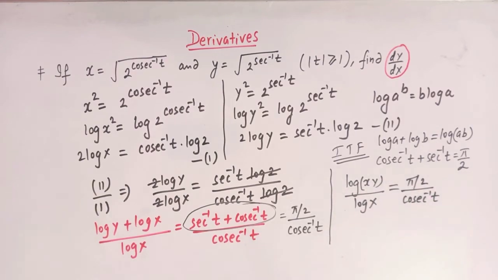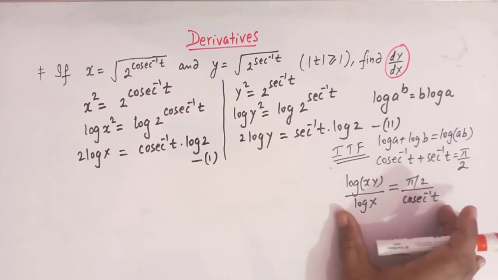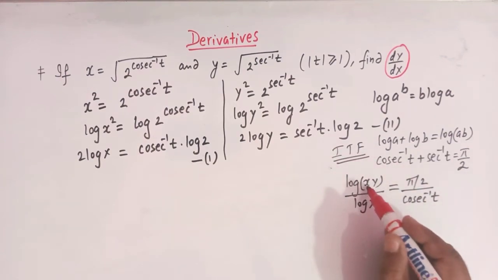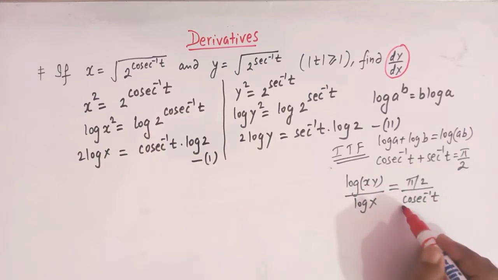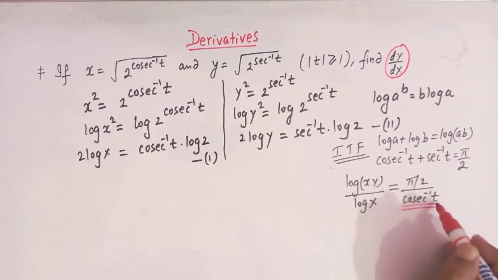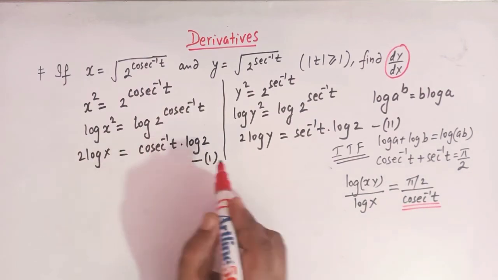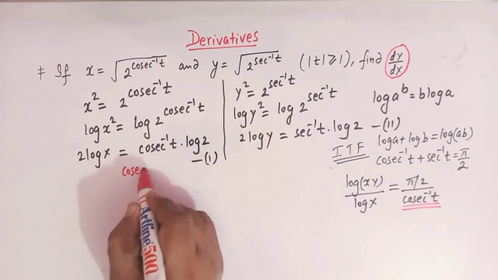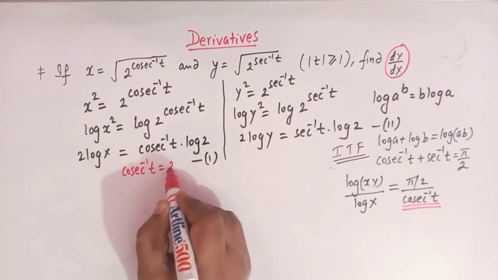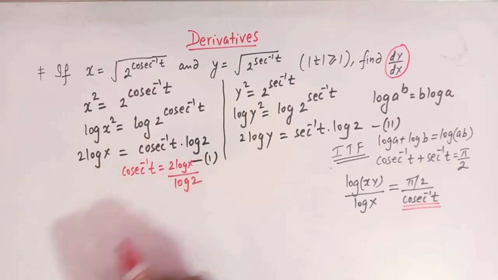Now let us observe this expression. This expression contains x, y and t, right? So in the next step, we'll try to express cosec inverse of t in terms of x. From this equation we can write cosec inverse of t as 2 log x divided by log of 2, right?